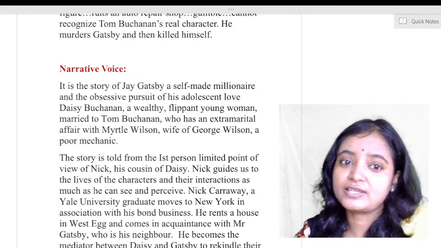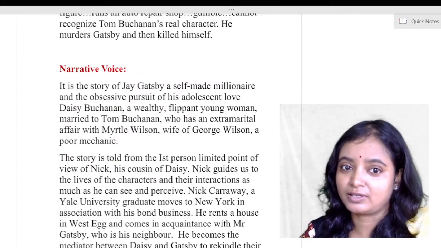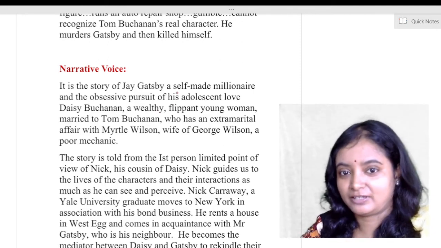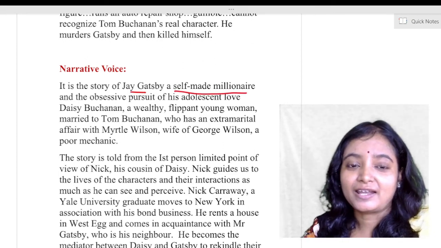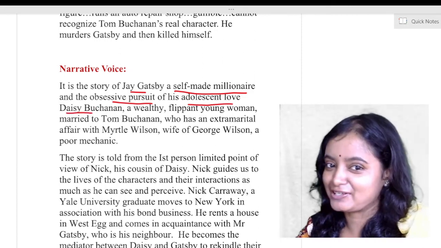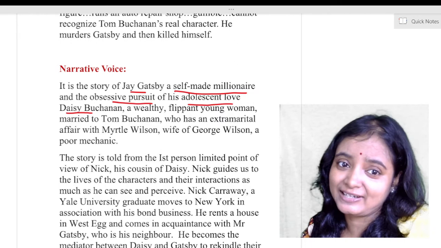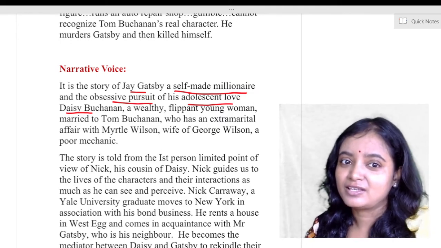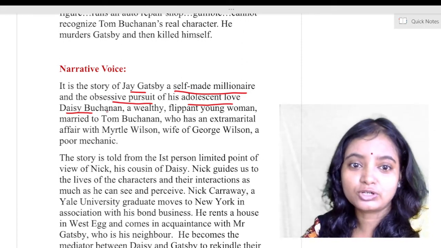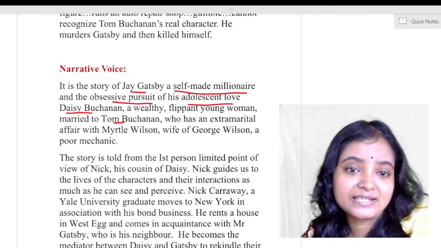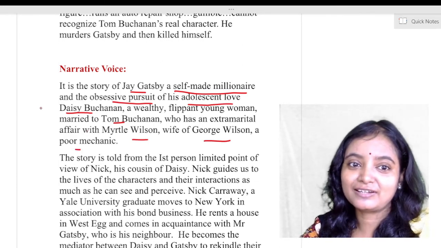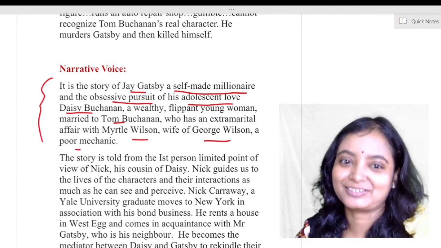Now narrative. How is the story told? The story is told by Nick Carraway, and it is the story of J. Gatsby, a self-made millionaire, and his obsessive pursuit of his adolescent love, Daisy Buchanan. He cannot forget Daisy Buchanan. So even when Daisy Buchanan has gotten married and settled in her life, he came to get her again. A wealthy, flippant young woman married to Tom Buchanan. Again, Tom Buchanan has an extramarital affair with Myrtle Wilson, wife of George Wilson, a poor mechanic. So you can imagine the network.